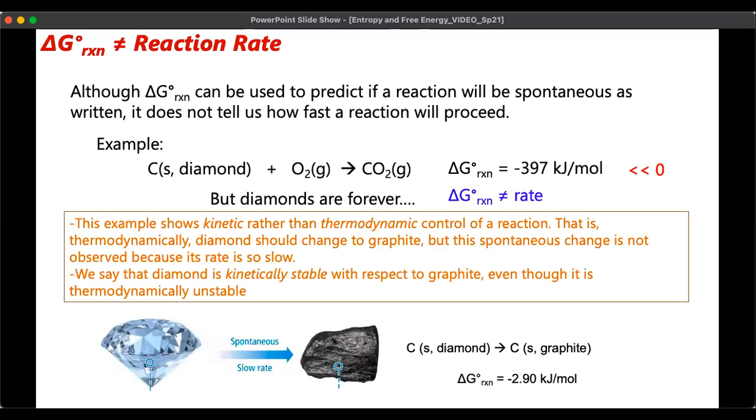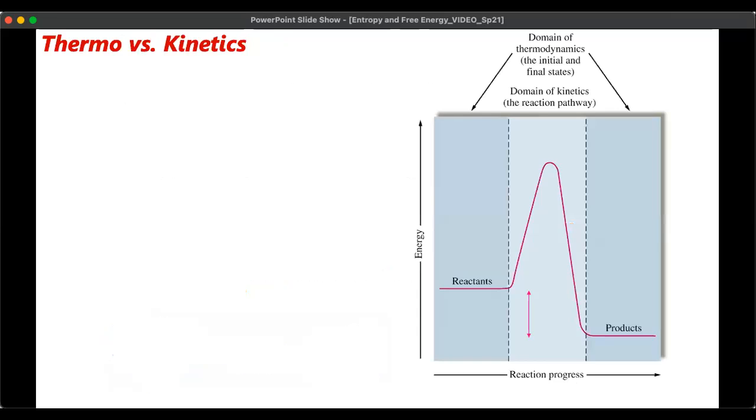even though it's thermodynamically unstable. It turns out that diamond converting to graphite is in fact a thermodynamically favorable reaction. Delta G for that is negative 2.9 kilojoules per mole. So not only should our diamonds spontaneously react with oxygen, they should also spontaneously convert into graphite. But again, because it's thermodynamically favorable does not mean it's kinetically fast.